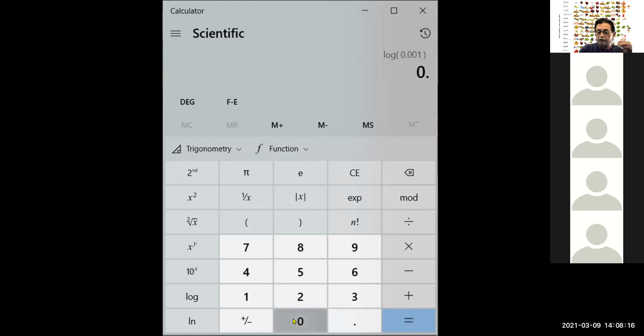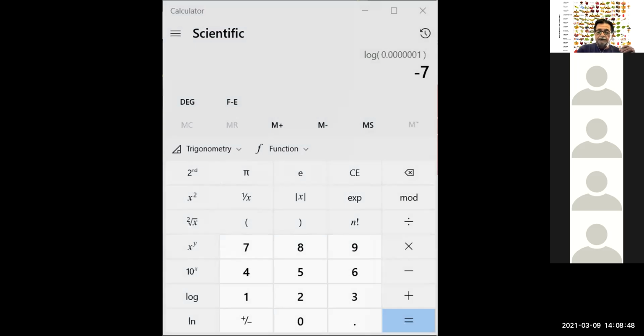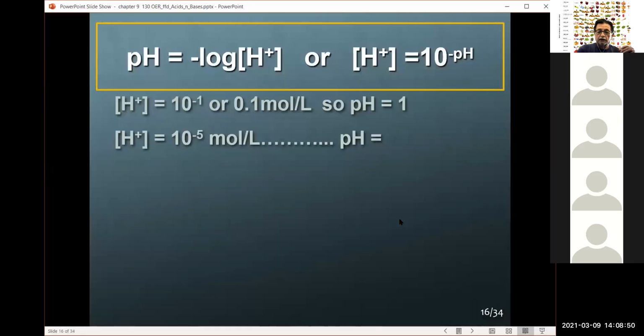Okay, so 0.00001, very low concentration of proton. Guess what the pH is? 5. Okay, and, well, the log is -5, but you have to multiply it by a negative. So you have 0.1, 2, 3, 4, 5, 6, 7, 0.0000001, pH 7. Okay, or neutral. So that being said, we can see the pattern.